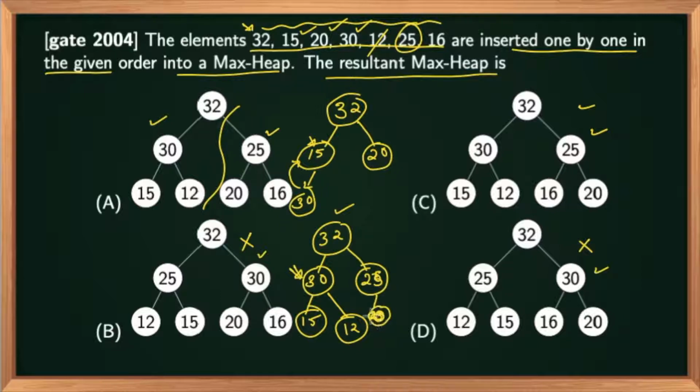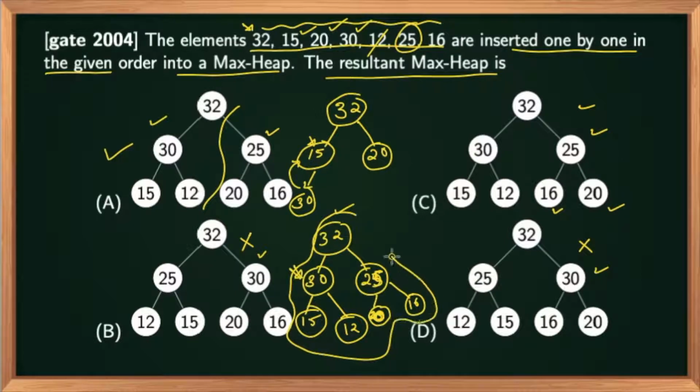Now 20 is here on the left side. This 20 will not move to the right side because you have 25 here. So definitely the 16 should be here, and the answer should be A. If you see here, you have 16 on the left side and 20 on the right side. That is not possible. So this should be the answer.